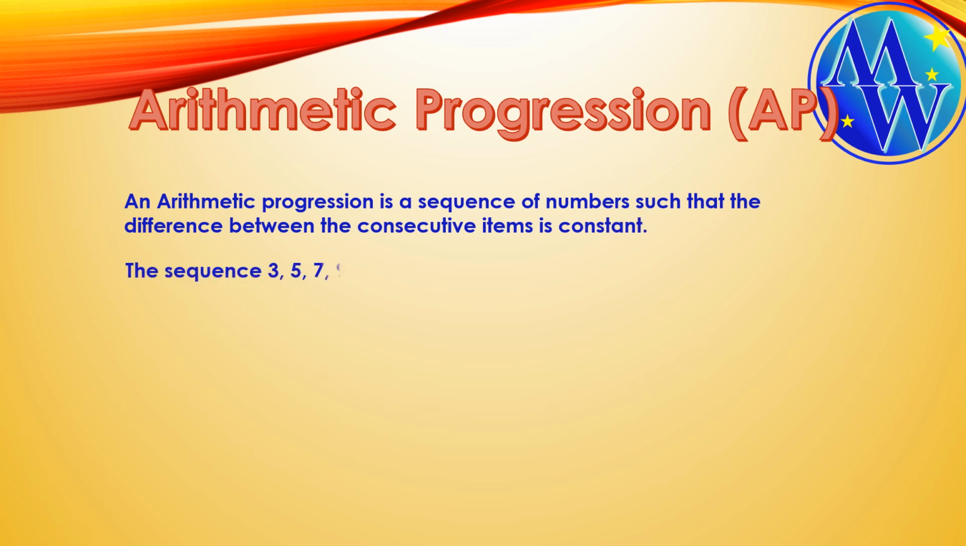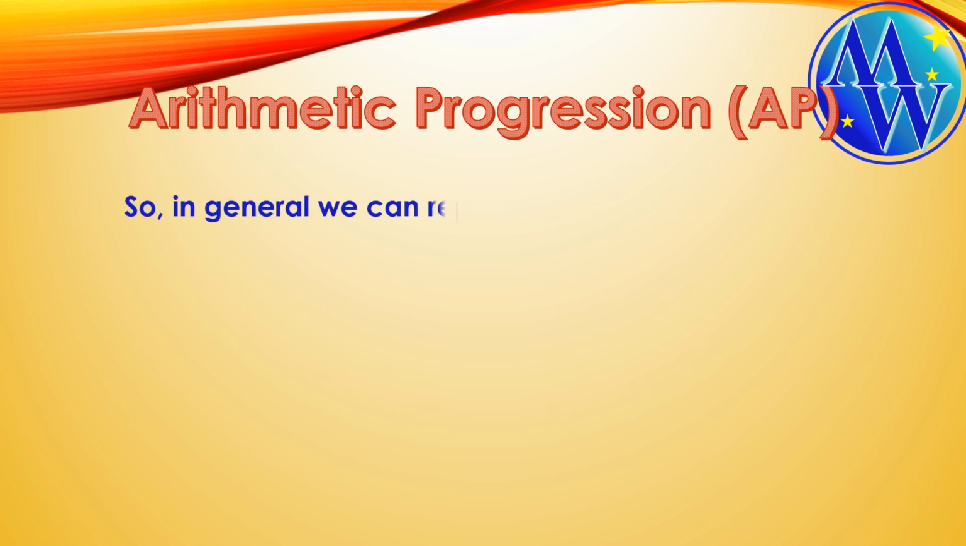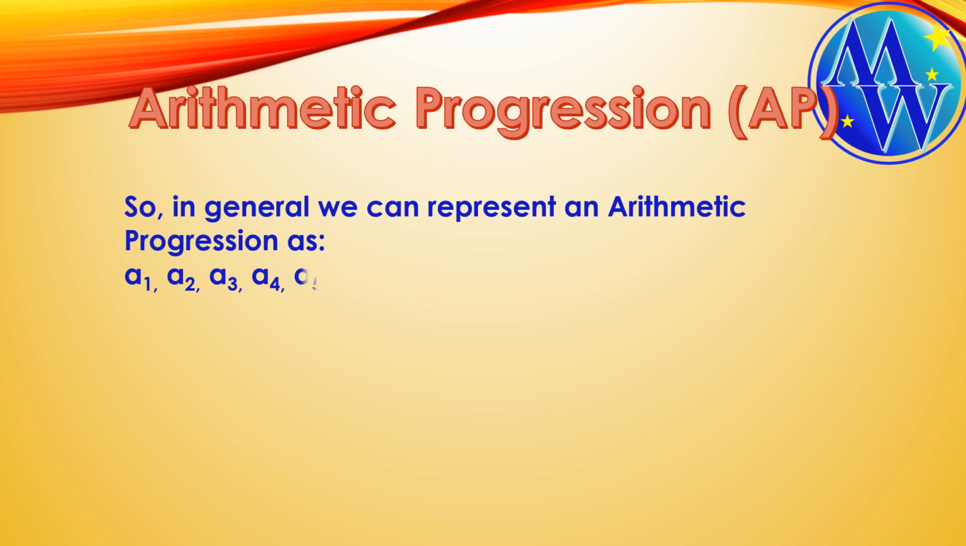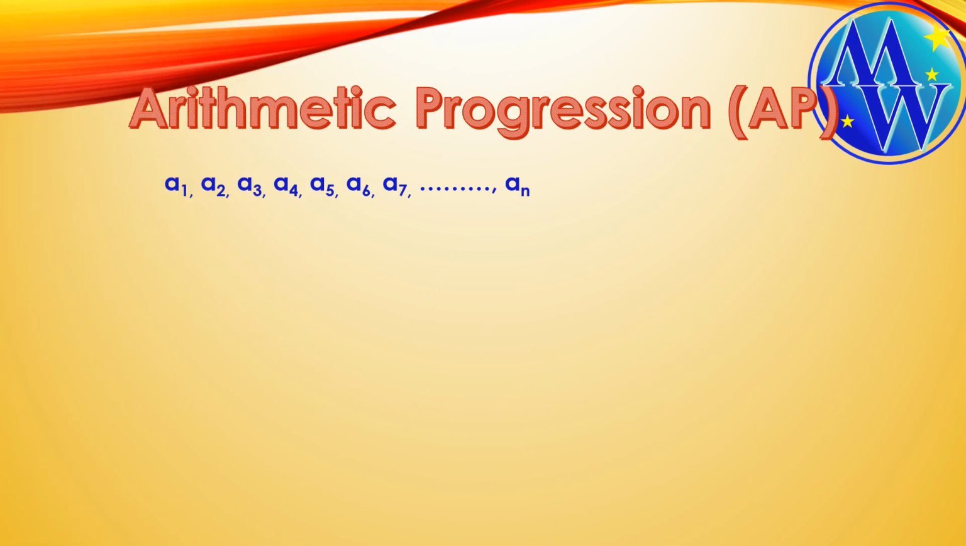For example, the sequence 3, 5, 7, 9, 11, etc. is an AP with a common difference 2. In general, an AP is represented as a1, a2, a3, a4, etc., an with a common difference d. Here the difference between a2 and a1, a3 and a2, a4 and a3 are the same, which is d.